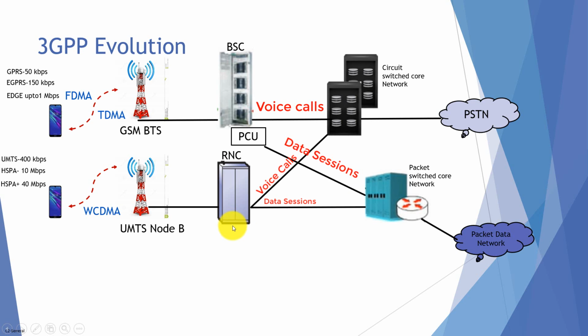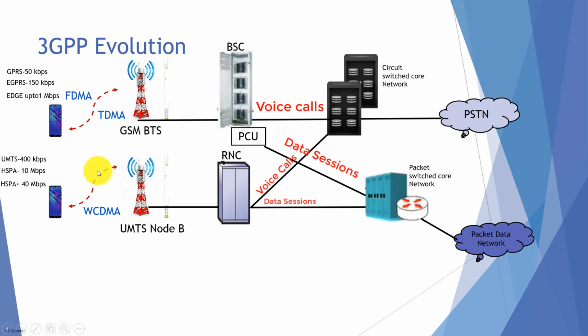The second difference between the 3G networks and the 2G networks is in the air interface technology. The 3G networks use wideband CDMA technology, which provides higher data rates compared to the 2G networks, as the 2G networks, as we said before, use FDMA-TDMA technology.